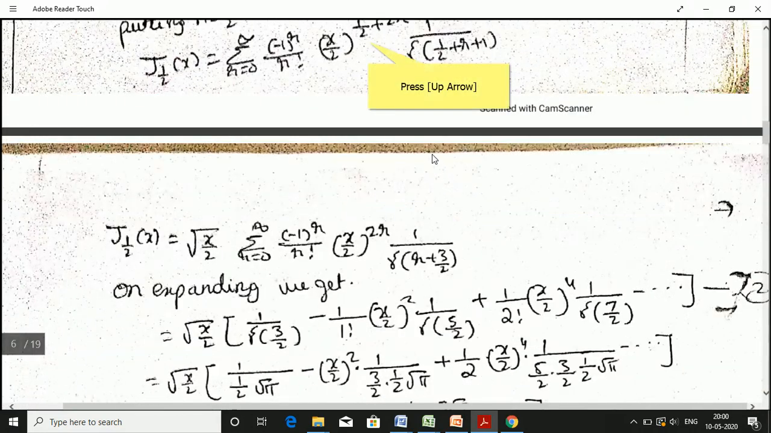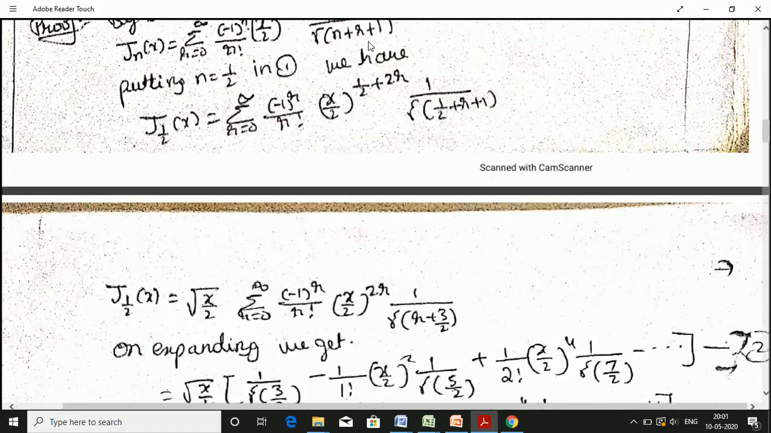J half of x is equal to, x by 2 to the power of 1 by 2 plus 2r is there. So x by 2 to the power of 1 by 2 is nothing but square root of x by 2. I have taken that outside. Remaining is sigma r equal to 0 to infinity minus 1 power r divided by r factorial into x by 2 to the power of 2r into 1 over gamma of 1 by 2 plus 1 is 3 by 2, r plus 3 by 2.